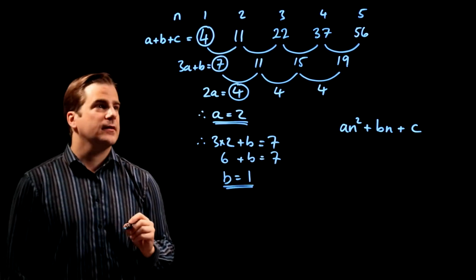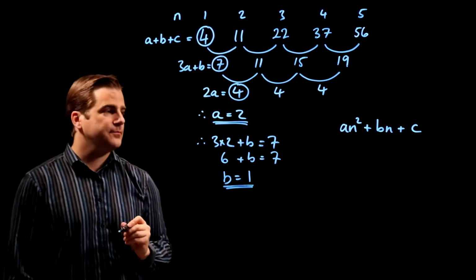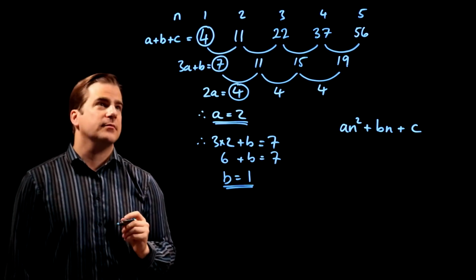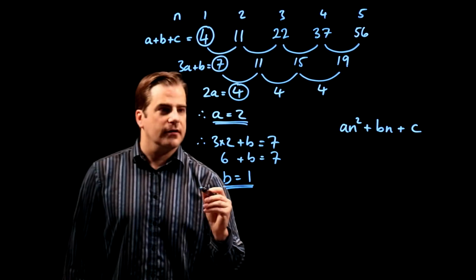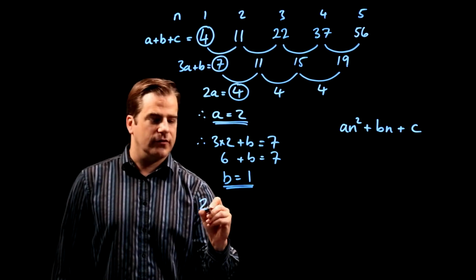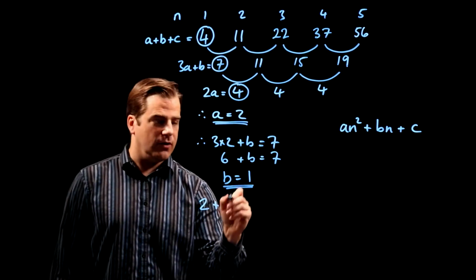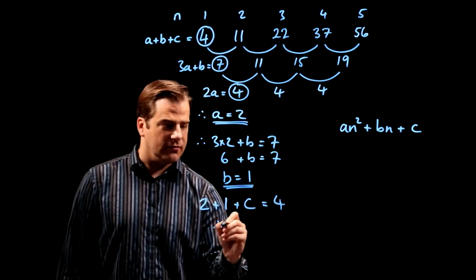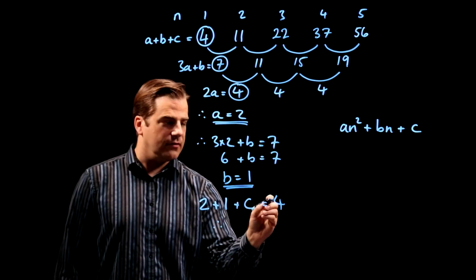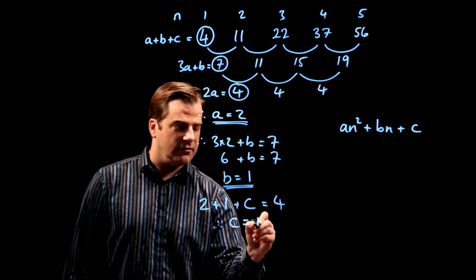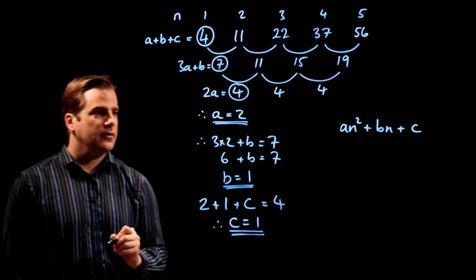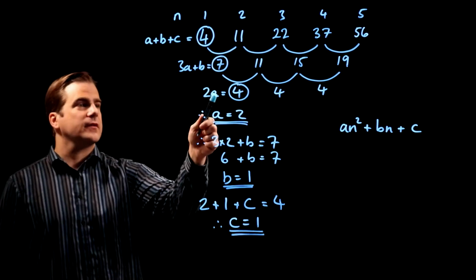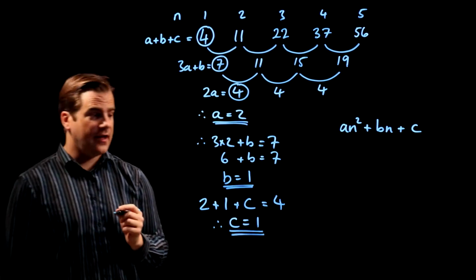Okay? Move up again to this one. a plus b plus c is 4. So 2 plus 1 plus c equals 4. Therefore 3 plus c is 4, therefore c is 1. Okay? We found a, b, and c from these 3 equations there.